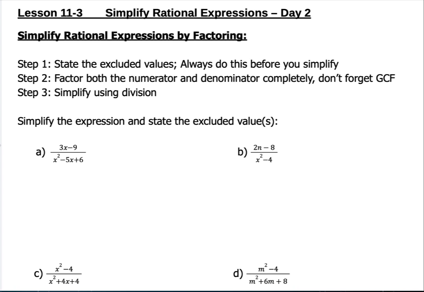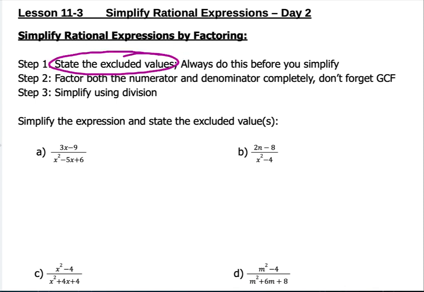Now we're ready for simplifying rational expressions part 2. So now we're going to take everything up a notch, and we're going to really bring in those factoring skills. So here's what the problem looks like. Again, find your excluded values, but what we're really going to do is factor both numerator and denominator, and look for something that they have in common, and you're going to see what I mean here in a minute.